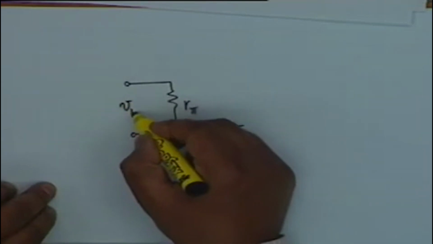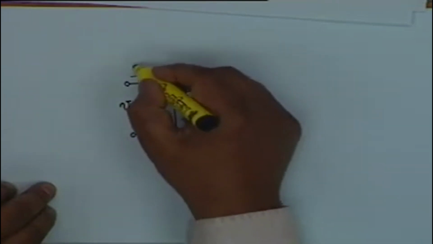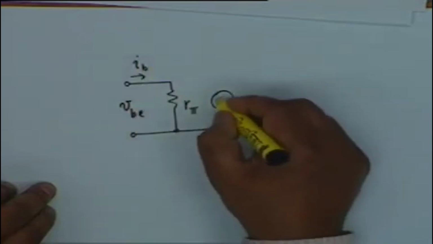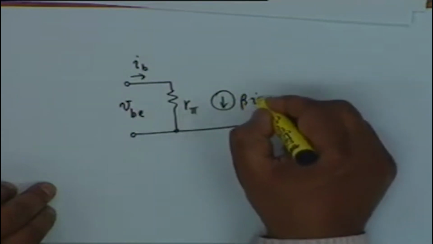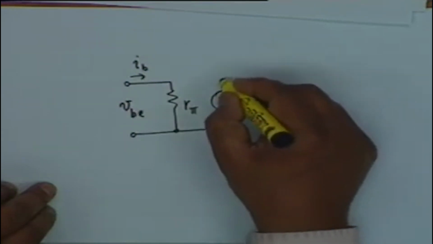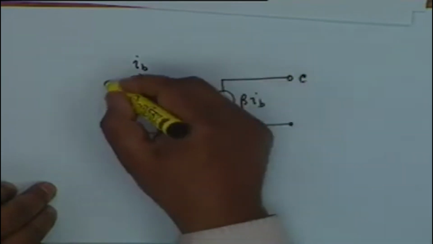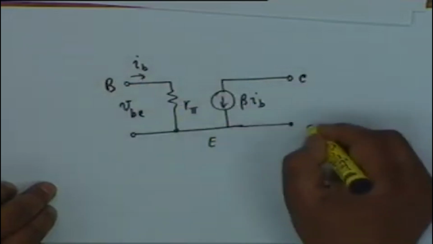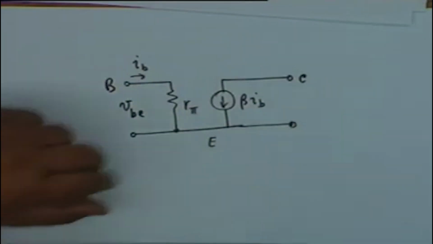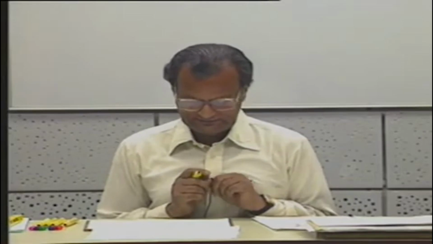And therefore my equivalent circuit simply becomes R pi. This is VBE, this current is I sub B, and we have beta I sub b. That is it. This is the collector, this is the base, and this is the emitter. This is the equivalent circuit of the common emitter transistor.